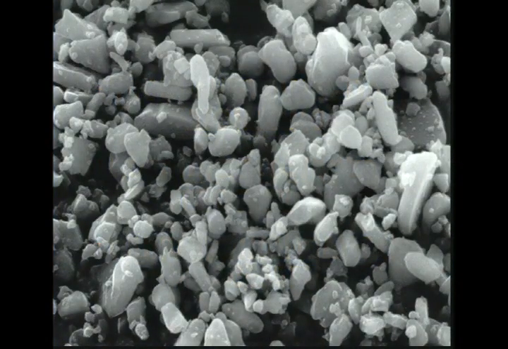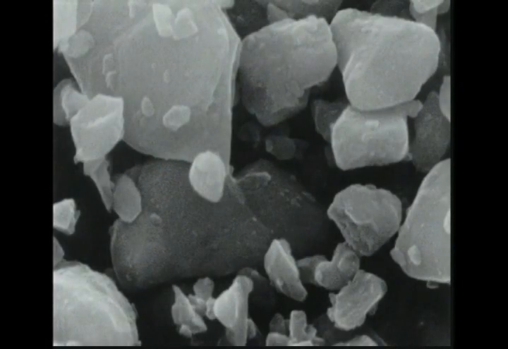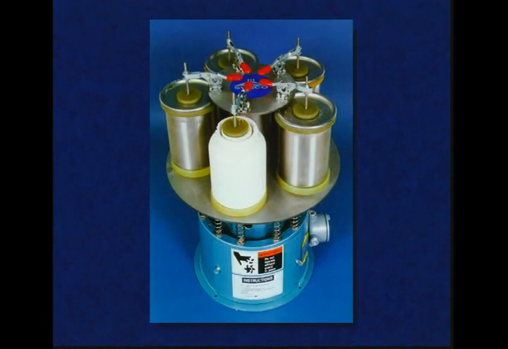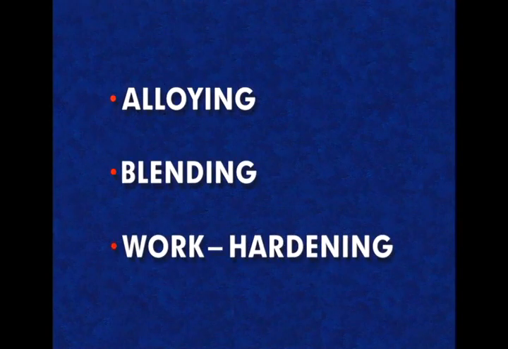Mechanical methods of producing metal powders include milling in either hammer, rod, ball, grinding, or attrition mills. These mechanical methods are used mainly to reduce particle size of hard and brittle powders, such as oxide powders, or for alloying, blending, and work hardening.